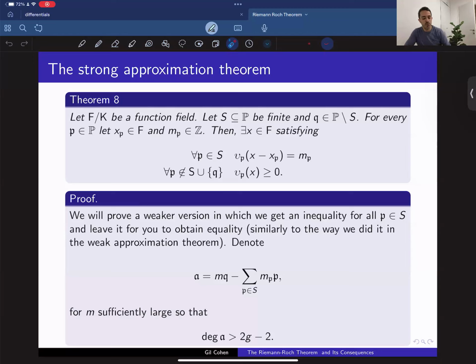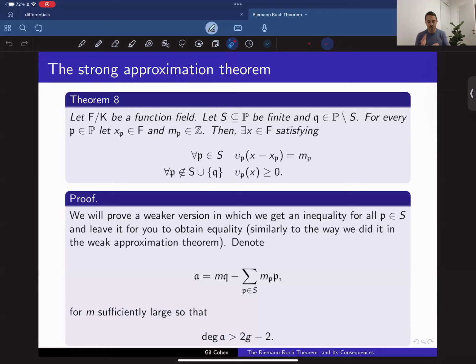Right. So what we are set to prove now is the strong approximation theorem. Recall that the weak approximation theorem that we already proved and used a couple of times tells you that if you have a finite number of prime divisors and a finite number of functions, then there is some other function that can be as close as you wish to each of these functions. You can specify exactly how much you want to get close to, and you get that.